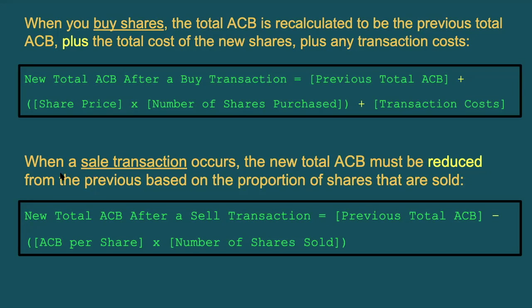When a sale transaction occurs, the new total ACB must be reduced from the previous base on the portion of shares that are sold. So the equation here is the new total ACB after a sell transaction is equal to the previous total ACB minus the ACB per share times the number of shares sold. Now these are just mathematical equations. We can plug these into a spreadsheet. The only thing we need to be aware of is when we buy, we're adding numbers to each other, and when we are selling, we are subtracting some numbers.